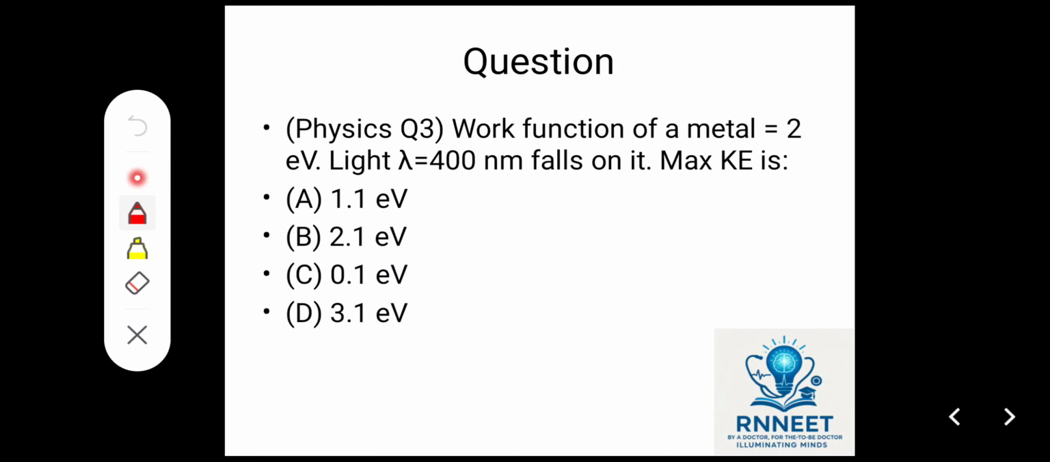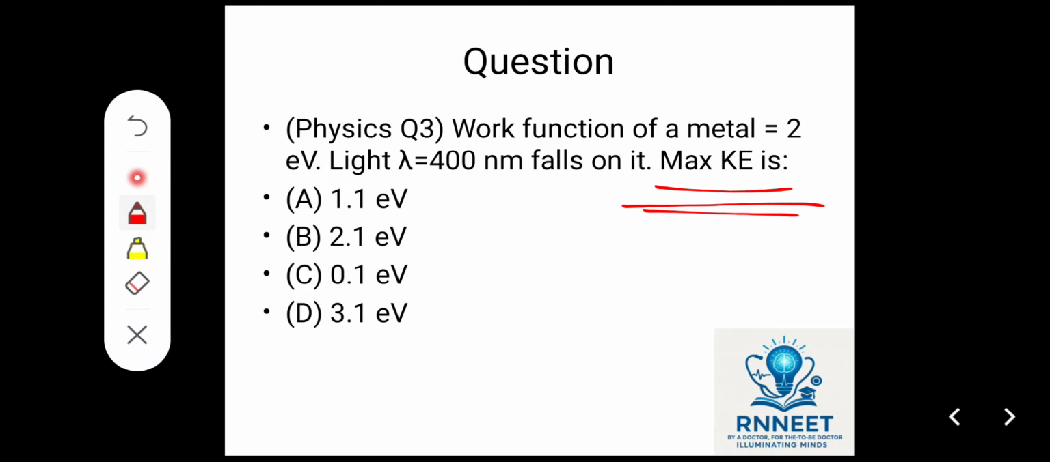We go to the next question. The work function of the metal is equal to 2 electron volts. The light lambda is equal to 400 nanometer falls on it. What is the maximum kinetic energy? Now this is a simple question. Sometimes we think too much, or we think very hard and we forget the basic equation that you need to use here. This is related to your work function, photoelectric effect, and so here you're going to look at what is the maximum kinetic energy. The formula for kinetic energy is, put it in the comment box.